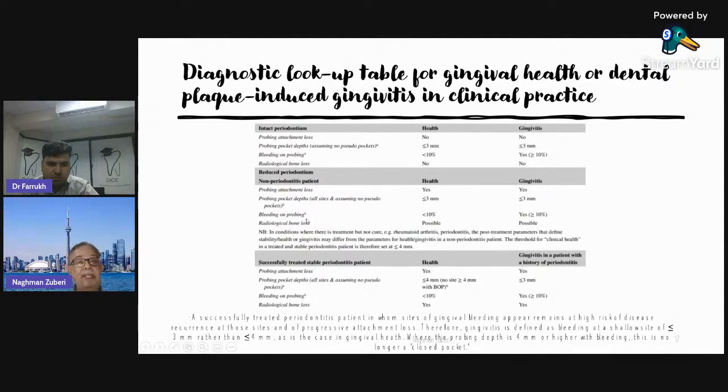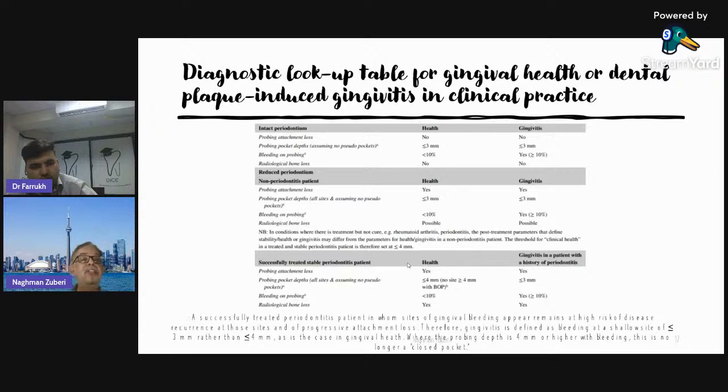Bleeding upon probing is less than 10% in health, and either up to 10% or more than that in case of gingivitis. Radiographic bone loss, as I told you, will possibly be there in both cases because it is a reduced periodontium, in a non-periodontitis patient. Now the successfully treated stable periodontitis patient: the patient was already a periodontitis patient, we have treated, and we declared that they were stable by our previous treatment.